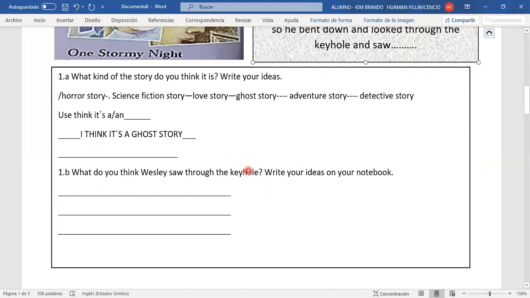What do you think he saw through the keyhole? Write your ideas in your notebook. Eso es tarea para ustedes, ¿no? Por ejemplo, yo puedo decir, este es un example, ustedes ya hacen los dos. Invent. What is your idea? Unas ideas de qué habrá visto Wesley.